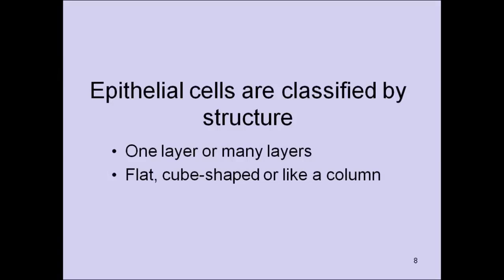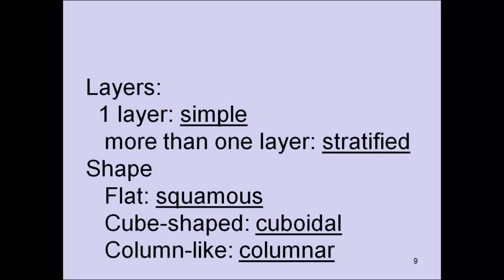So epithelial tissues, and only epithelial tissues, are classified by structure. They may be classified by how many layers, one or many, and they may be classified by their shape, that is flat, cube-shaped, or like a column. One layer of cells is called simple. Many layers are called stratified. A flat cell is squamous, a cube-like cell is cuboidal, and a column-like cell is columnar.